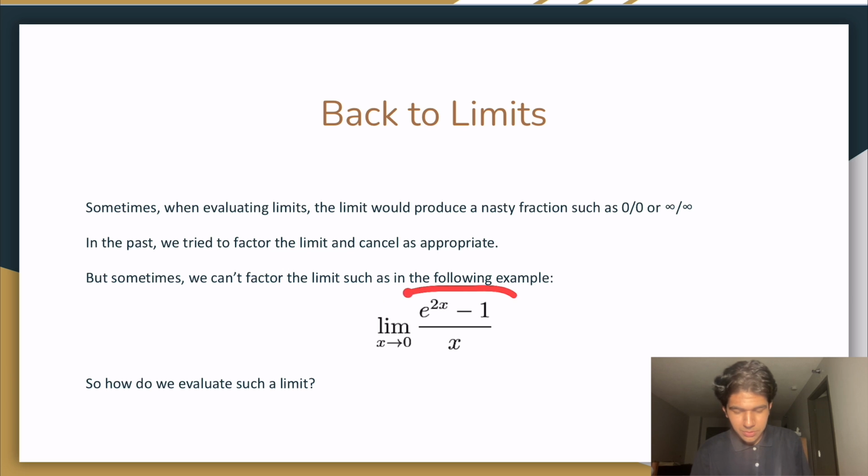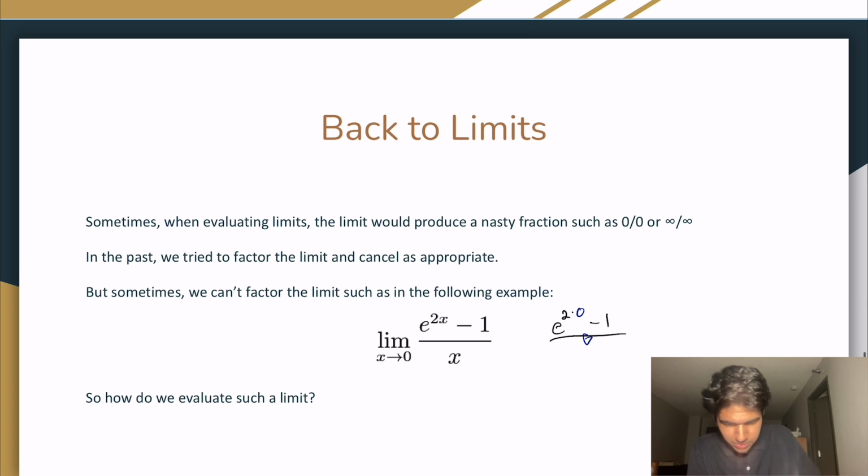For example, in this limit right here, we can't really factor anything meaningful out of the numerator to cancel with anything in the denominator. And we can see if we were to plug 0 into our fraction right here, we would get e to the 2 times 0 minus 1 divided by 0. Well, e to the 2 times 0 is 0, so e to the 0 is 1. So this would be 1 minus 1 over 0, which is 0 over 0.